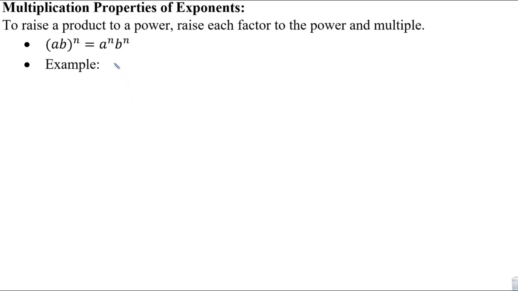Why does that work? Well, let's say I have 2x to the third power. Well, what is that equal to? By definition, that would be 2x times itself 3 times.